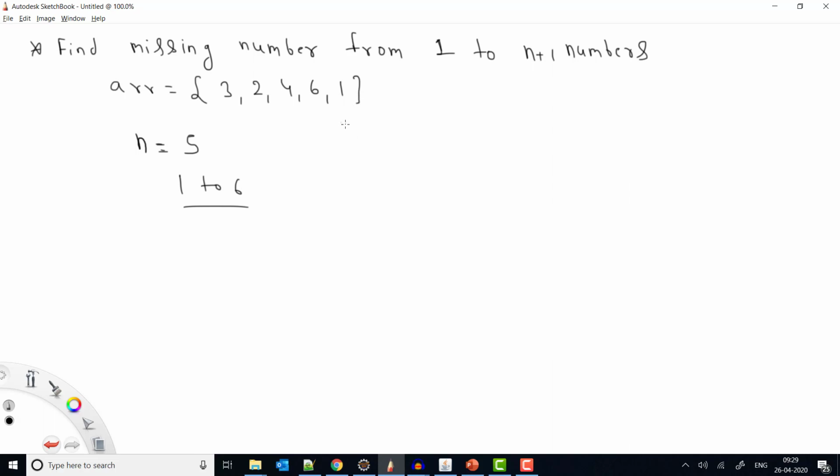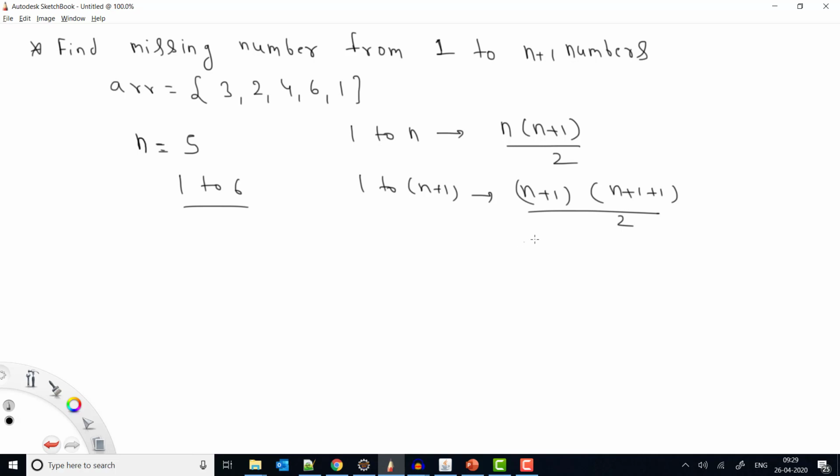Now we have one solution. If we have the numbers from 1 to n, how do we calculate the sum? The sum of numbers from 1 to n is n times n plus 1, divided by 2. Now if I have numbers from 1 to n plus 1, I replace n with n plus 1. So it will be n plus 1 times n plus 2, divided by 2.